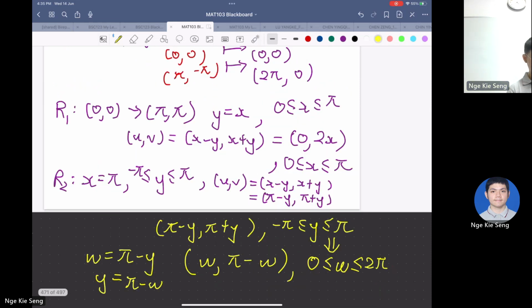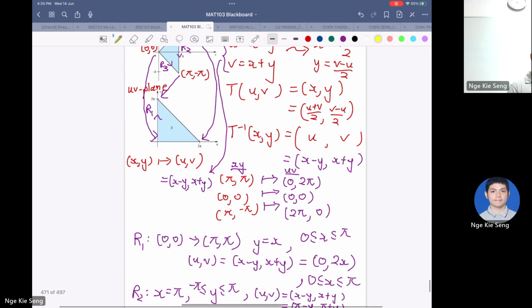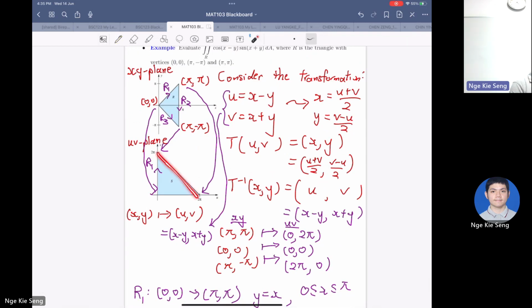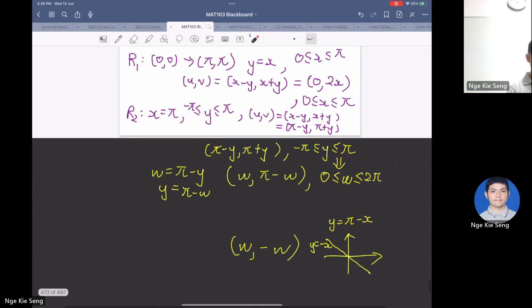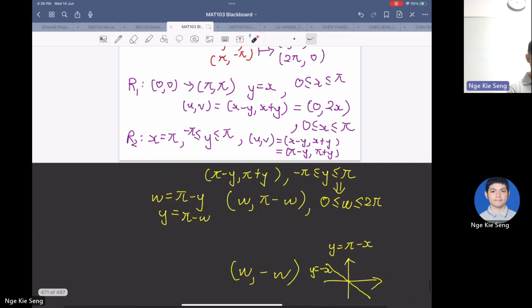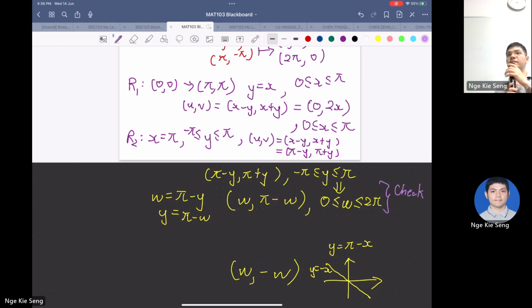Okay. So what happened to this line here? This is the R2 here. Okay, R2 gets mapped to this line. So y equals minus x shifted up by pi. Actually shifted up by 2 pi in this case. Is it? Yeah. Need to check this. I think there's something wrong with this. Maybe you need to check this. Check the domain change.